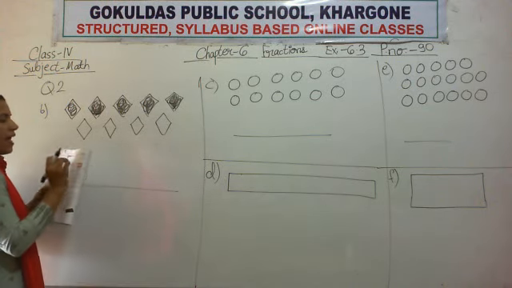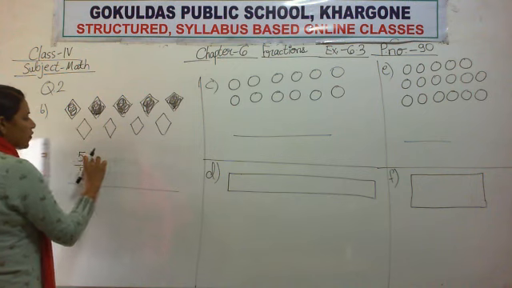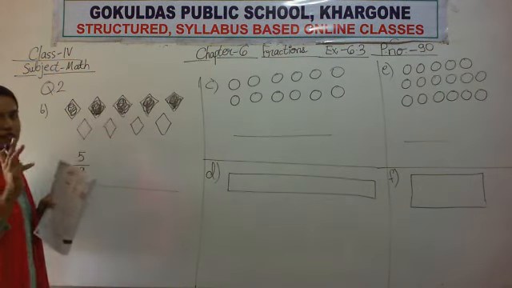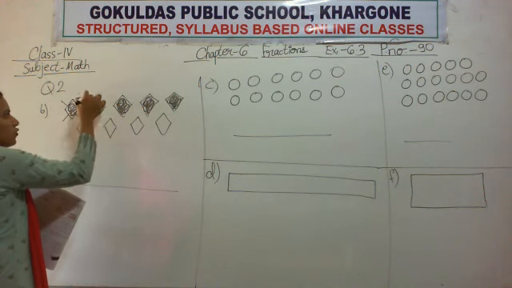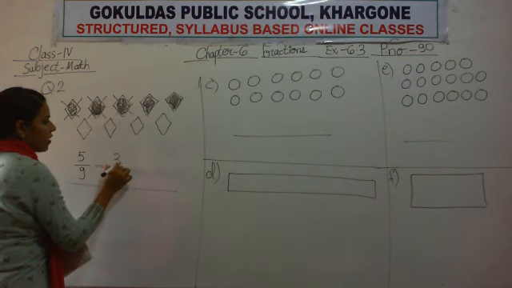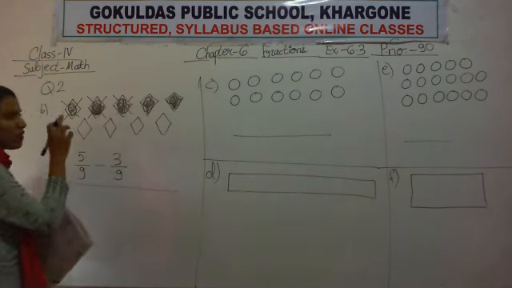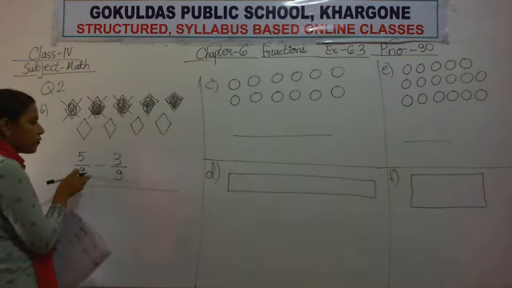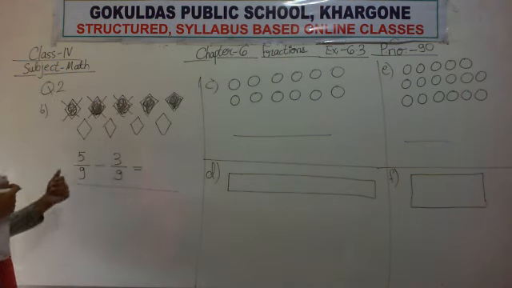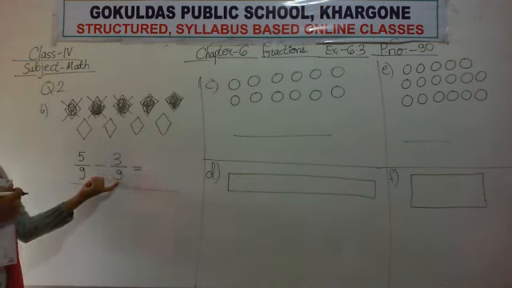And out of this 5 upon 9, 1, 2, 3 are crossed. 3 diamonds are crossed, which means 3 out of 9. So 5 upon 9 minus 3 upon 9. Now, how do we solve this?